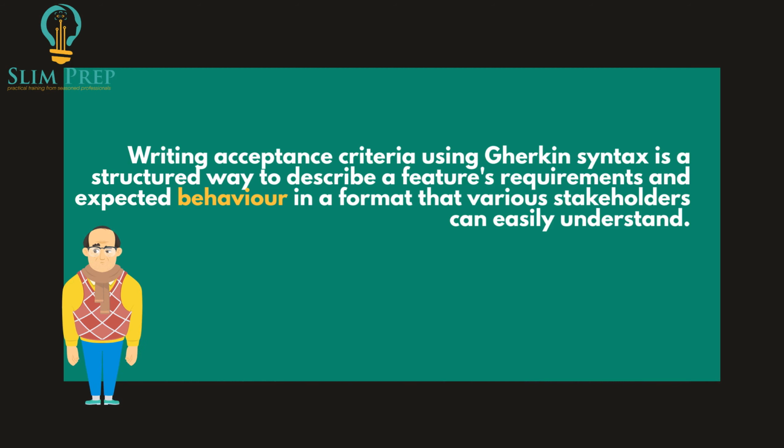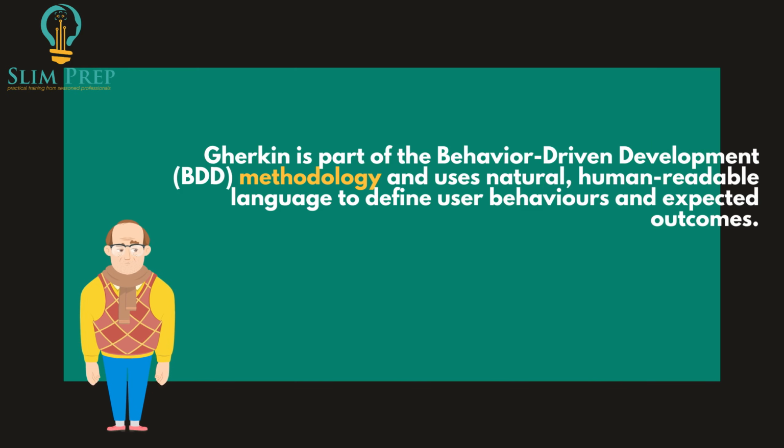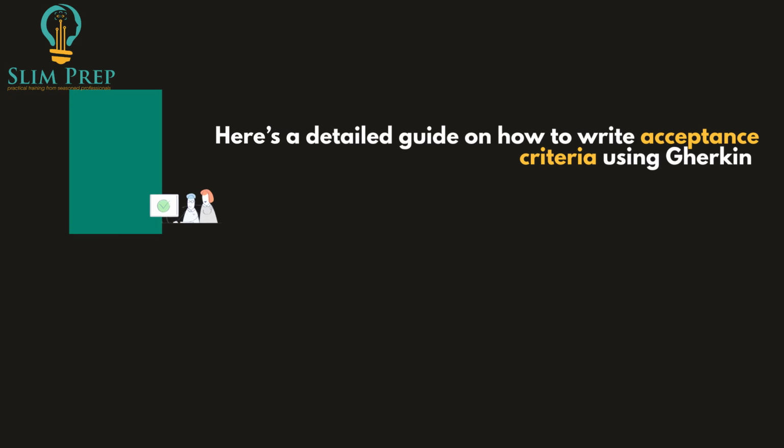Writing acceptance criteria using Gherkin syntax is a structured way to describe a feature's requirements and expected behavior in a format that various stakeholders can easily understand. Gherkin is part of the behavior-driven development (BDD) methodology and uses natural, human-readable language to define user behaviors and expected outcomes. Here's a detailed guide on how to write acceptance criteria using Gherkin.